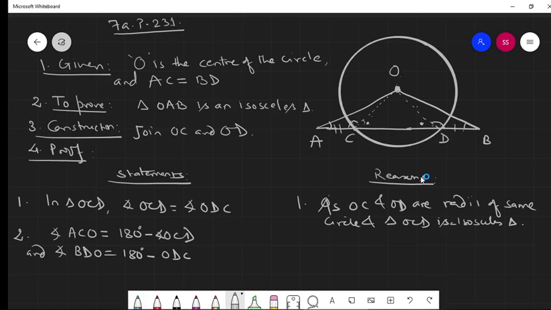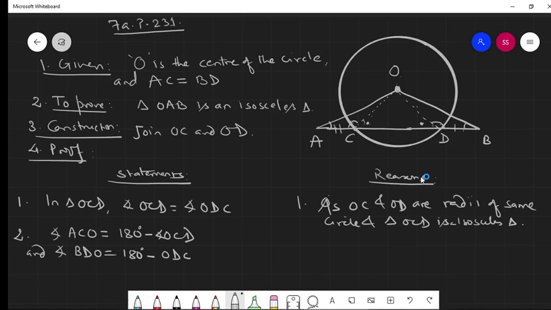And 6 number, what to prove? Let's check what to prove. Yes, we have shown this too. Now angles A and B equal, we have to show. Then OAB is an isosceles triangle, we have to prove. Now angle OAC equal to angle OBD.